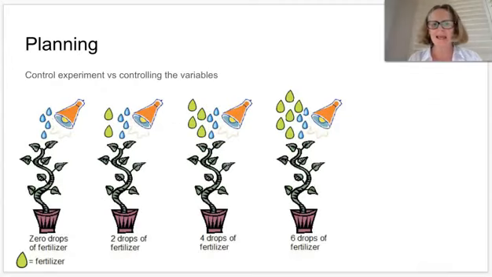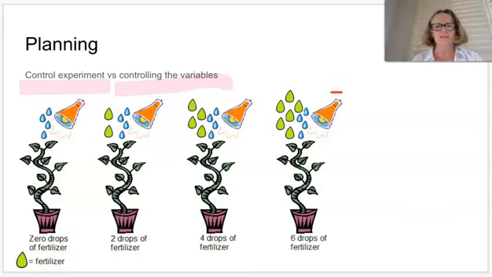Today we're going to think about planning and the difference between controlling variables and having a control experiment. The difference between controlling variables and having a control experiment. So when you have a look at these experiments with plants, there are some really obvious things that are the same in every single experiment.